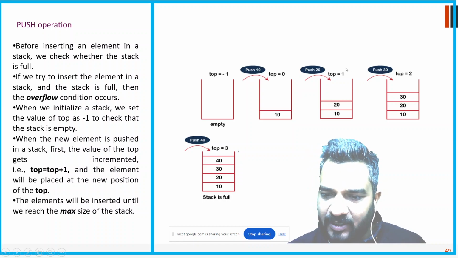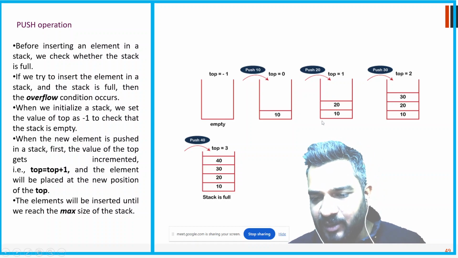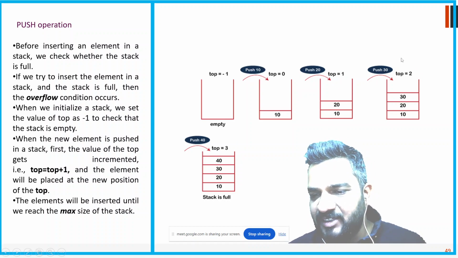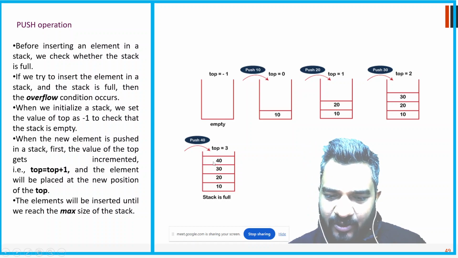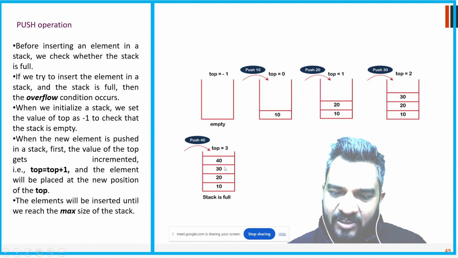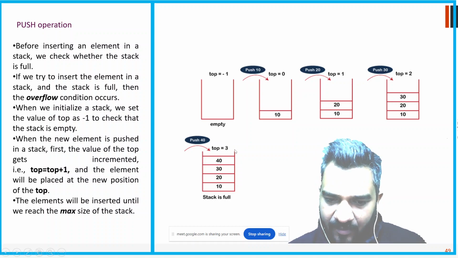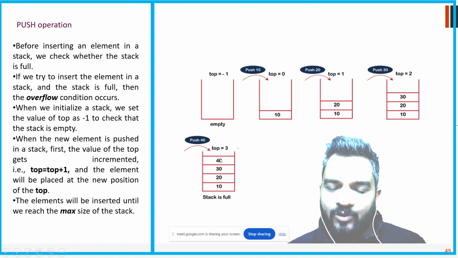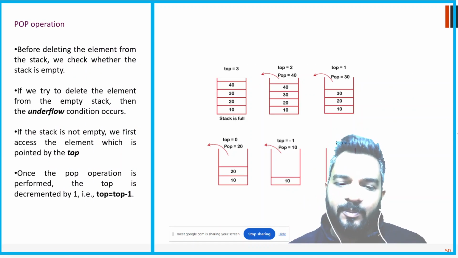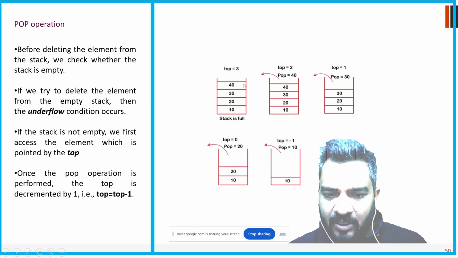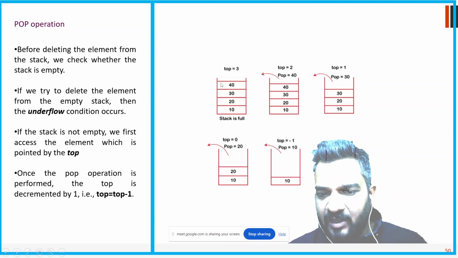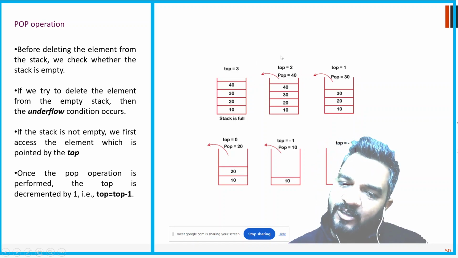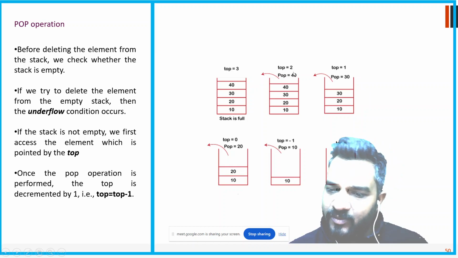Now top is 1, and we enter one more number. Again we increase top by 1. Then we push 30 and increase top to 2. We insert 40 and top is now 3. Now the stack is full. Now if we try to remove, it will be removed from the top only, because it is last in first out. So top is 3 and the element is 40, so we pop out 40 and reduce top by 1, right?